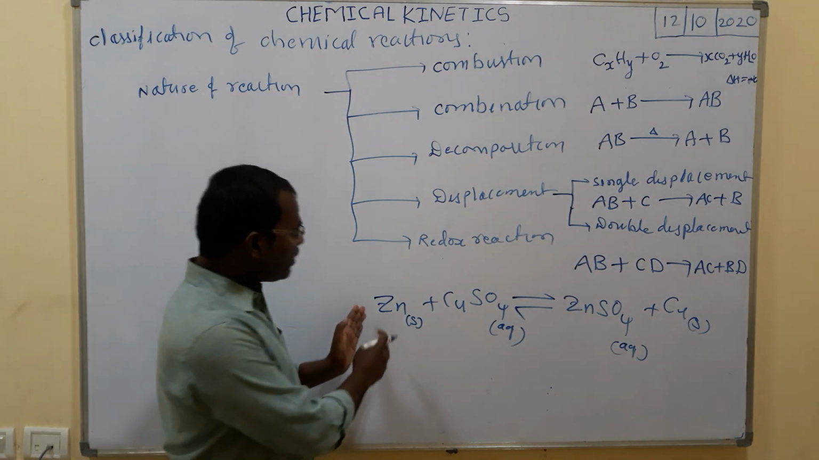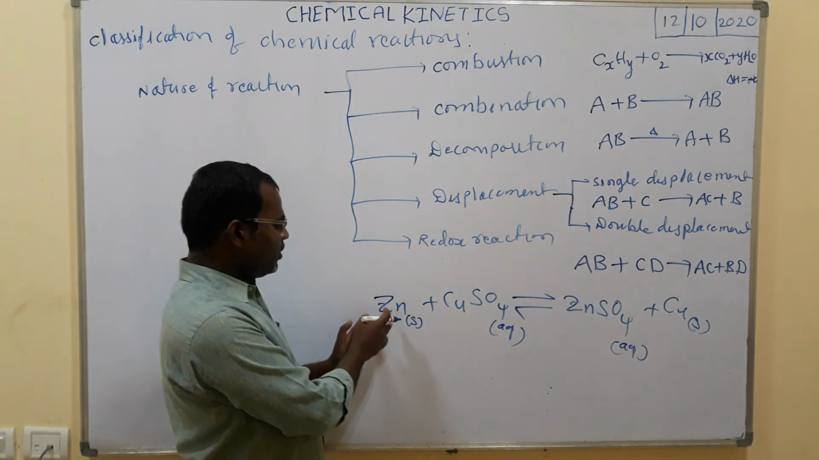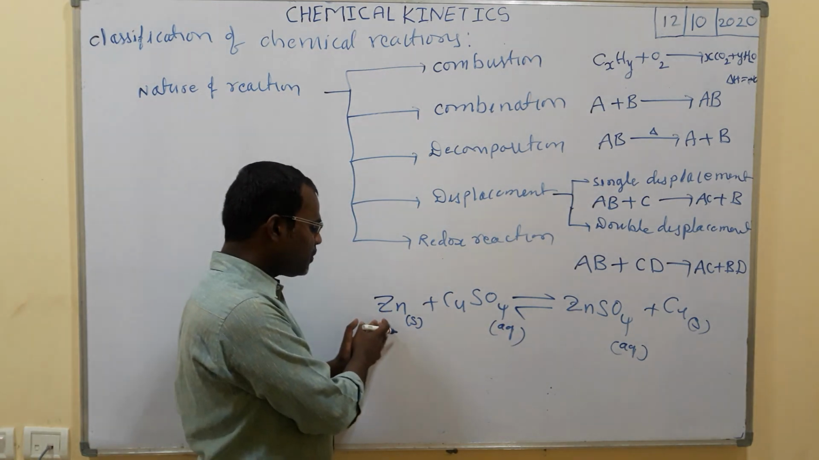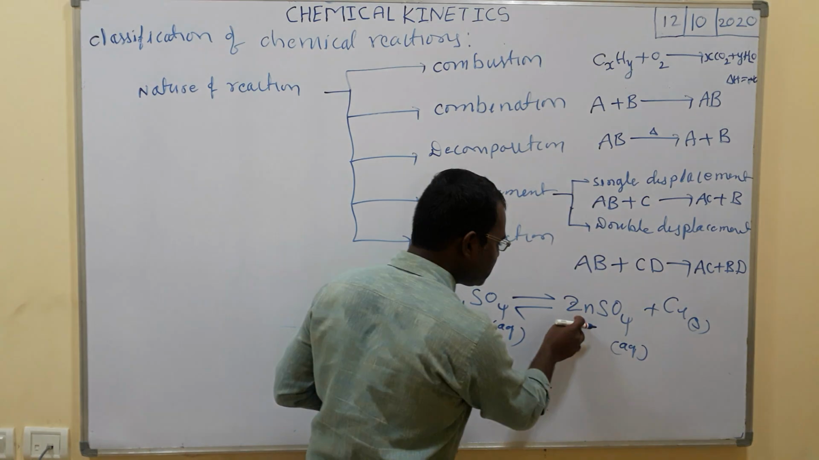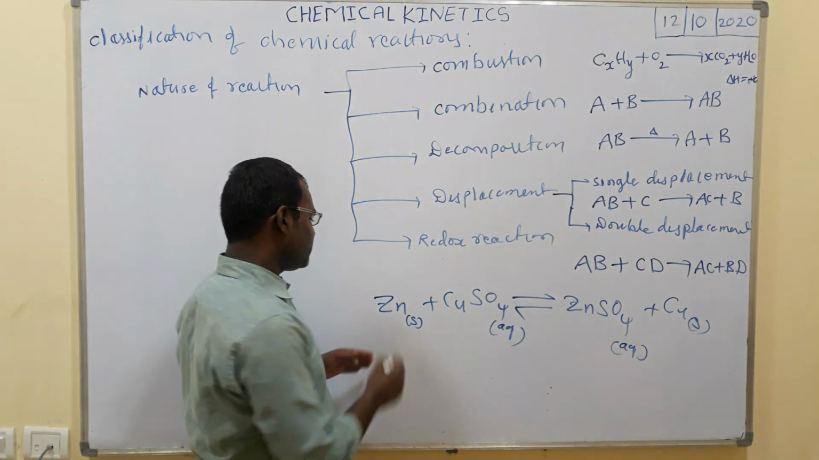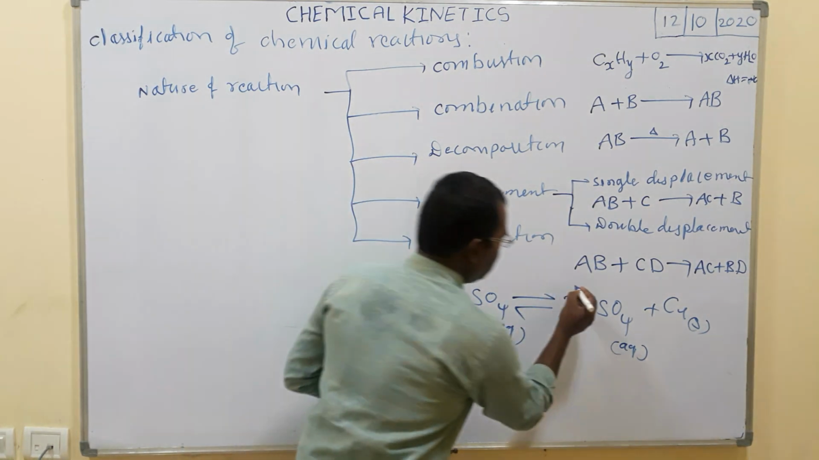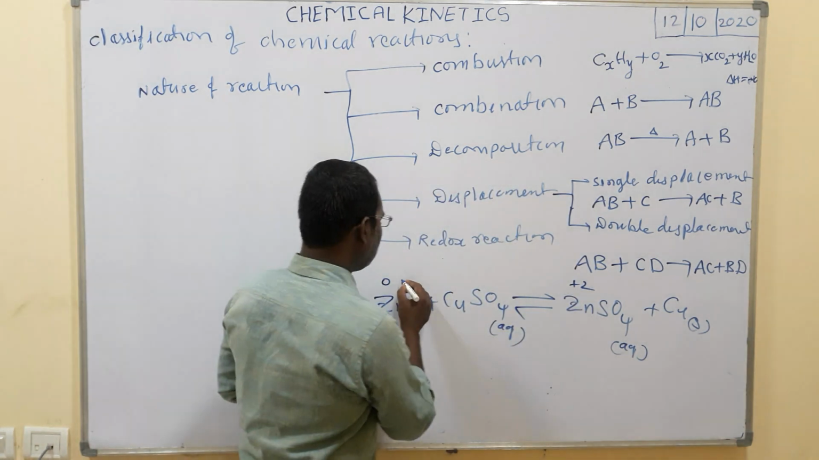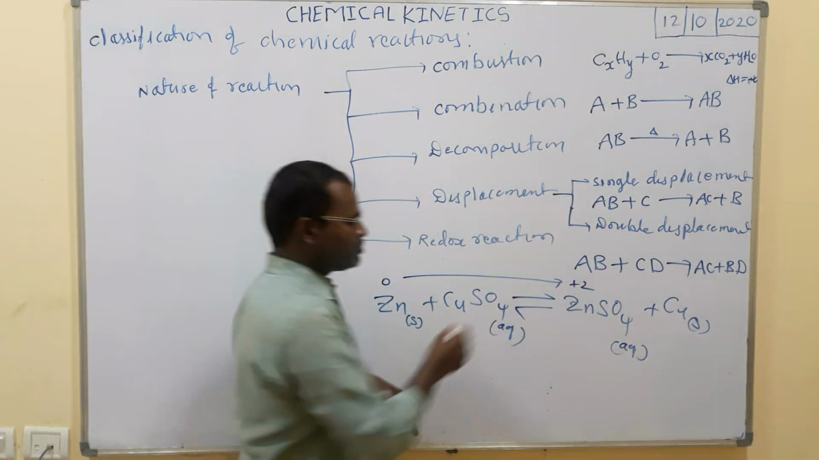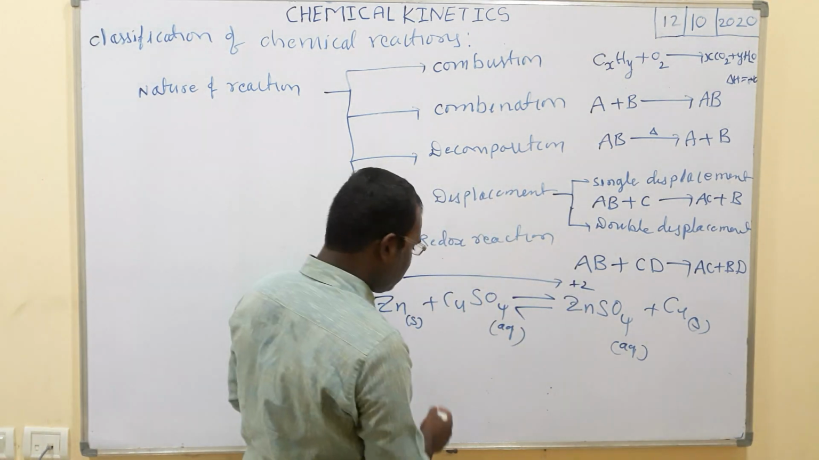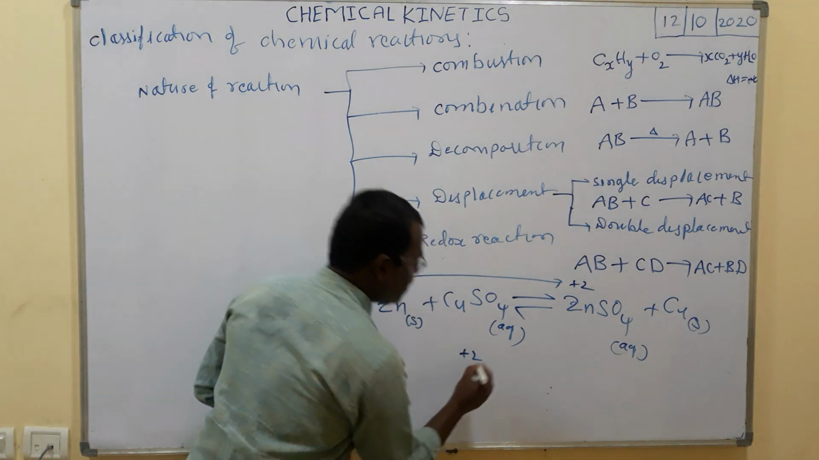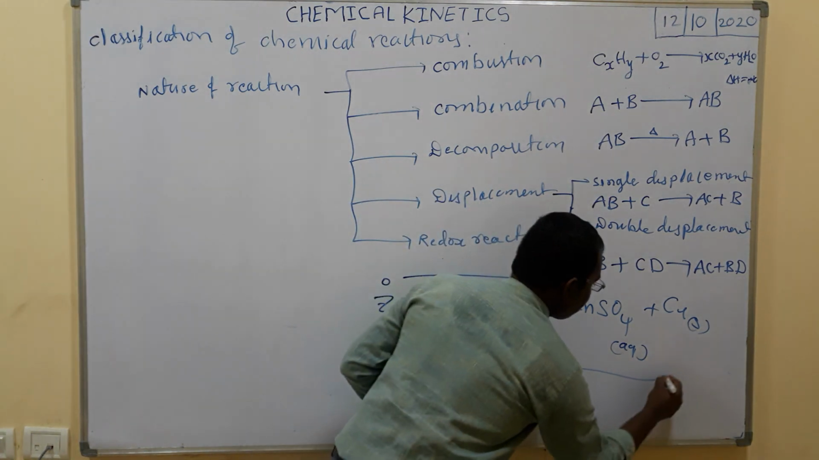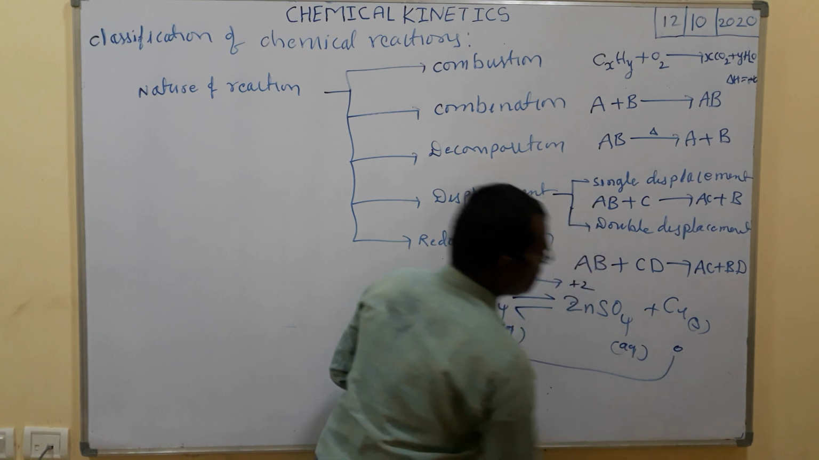Because, take the zinc: in the reactant it is in the 0 oxidation state, whereas in the product it is in the +2 oxidation state. So here it is 0, here it is +2. It is converting into the +2 state. Whereas if you take the copper, here it is in the +2 state and converting into the 0 oxidation state.